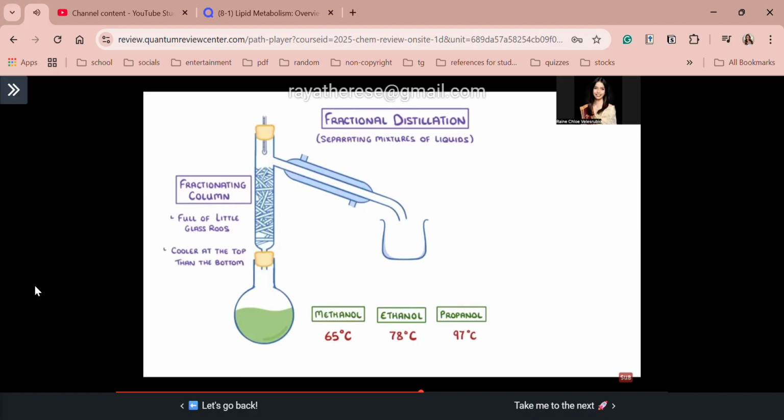Now, because methanol has the lowest boiling point, we'd heat the mixture to around 65 degrees first. This would cause the methanol to evaporate and rise up the fractionating column. It would then pass into the condenser, and condense into liquid methanol, which would then collect in our beaker. However, just by chance, some of the ethanol and maybe even propanol would also evaporate. But as they rise up the fractionating column and come into contact with all those glass rods, which are much cooler than their boiling points, they condense back into liquid form and fall back into the flask. This means that the only liquid that will be on the other side will be pure methanol.